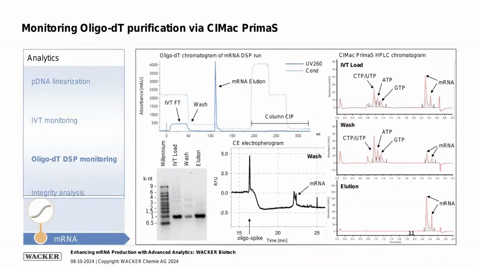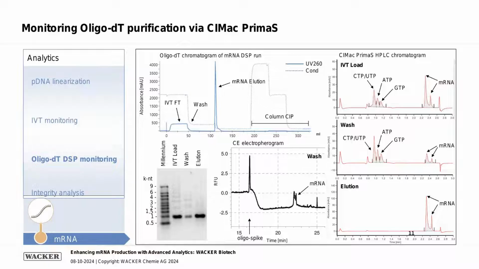All right. We also use the CMAC Prima S method to monitor our DSP steps. In this case, we performed an oligo-dT chromatography run to purify our mRNA. You see your IBT load. This is the flow-through fraction. This is the wash fraction. This is your eluted mRNA and water.